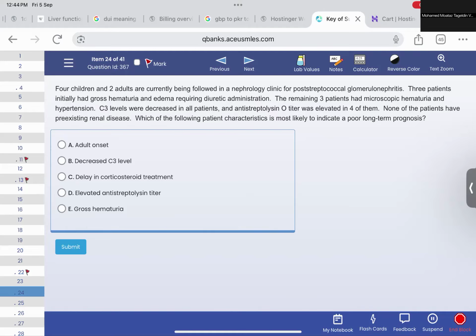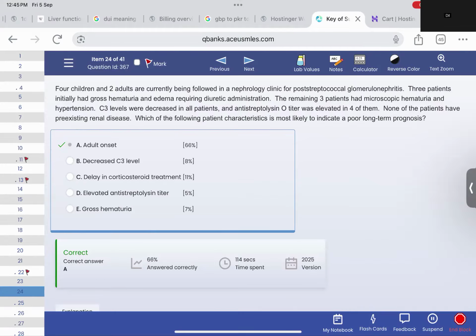So you have to memorize this point: post-streptococcal glomerulonephritis in youngers has a good prognosis, they almost recover completely, okay, in children. While in adults the prognosis is poor. Okay.